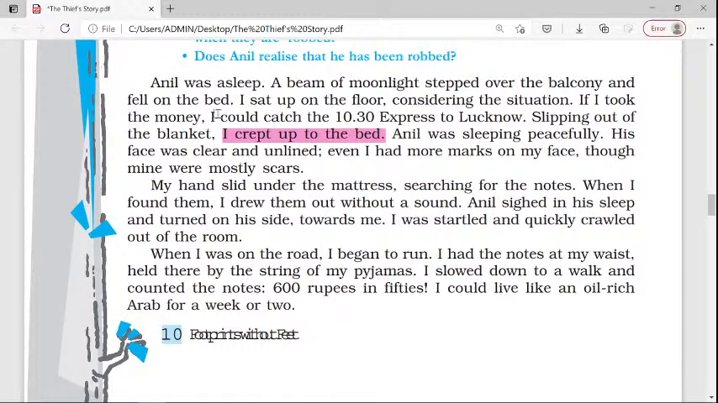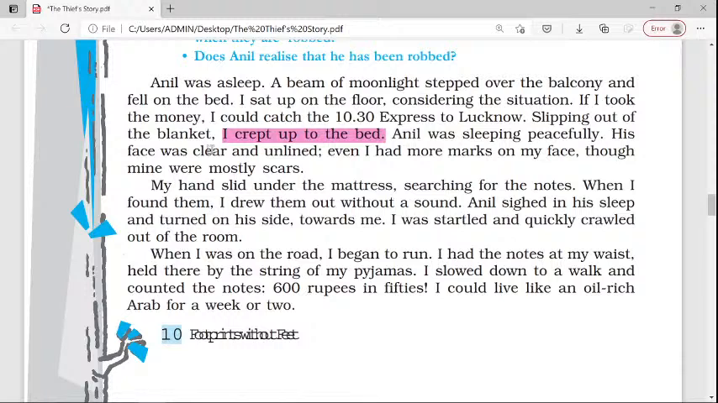So what kind of a plan is Hari Singh making? Hari Singh is making a plan to rob Anil, and after he robs Anil, he would catch the 10:30 express train to Lucknow and leave for Lucknow. That is why he slipped out of his blanket and crept up to the bed.